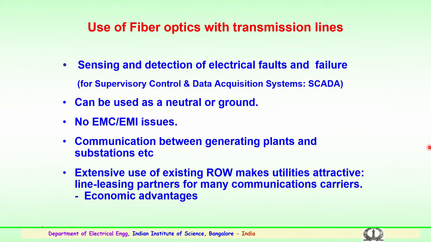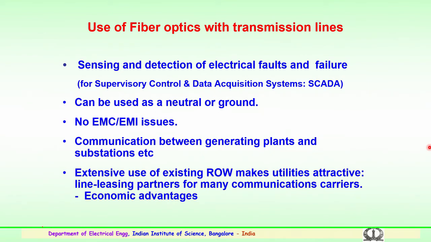So, the main importance of going in for fiber optic cable is that, apart from the ground wire which performs the minimum function of creating a path for the lightning, this overhead ground wire will also act for the communication purpose. So, a very important aspect of going in for fiber optic communication.